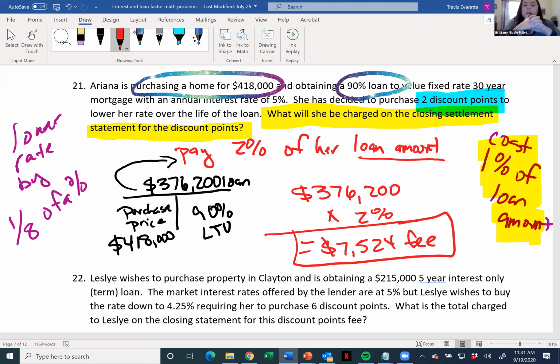I guess I understand the point of a discount point for the longevity of it, but coming up with $7,524 when you close the loan, that's just an obscene amount to me. And I just don't see that being really realistic for a whole lot of people. It's not. And so very few people elect to do this.